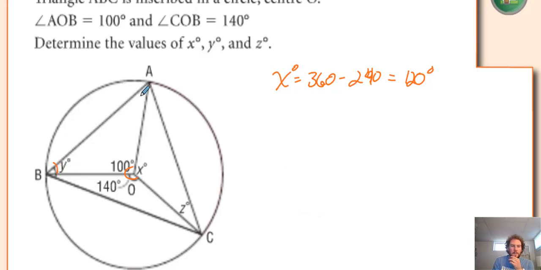Now, y is this angle right here. And there's something special about this angle right here. If I focus in on triangle A, B, O, this is a special type of triangle. Why is this a special type of triangle? Well, this side length is a radius, and this side length is a radius. So what that means is that those two sides are the same length.